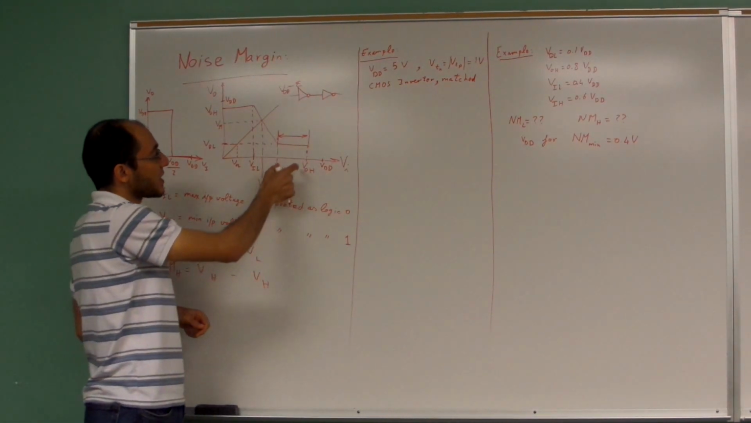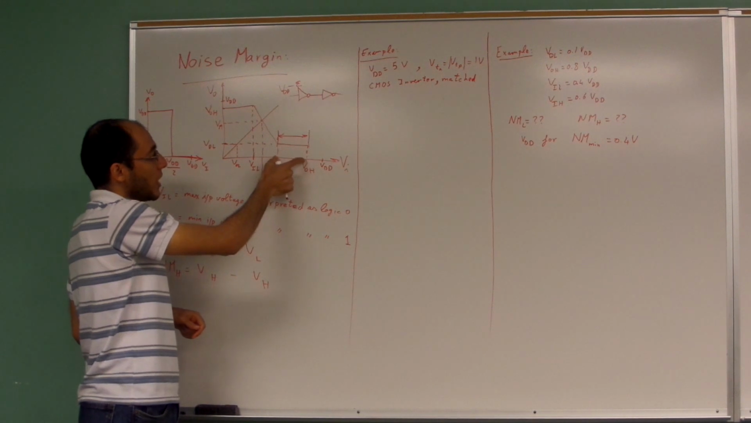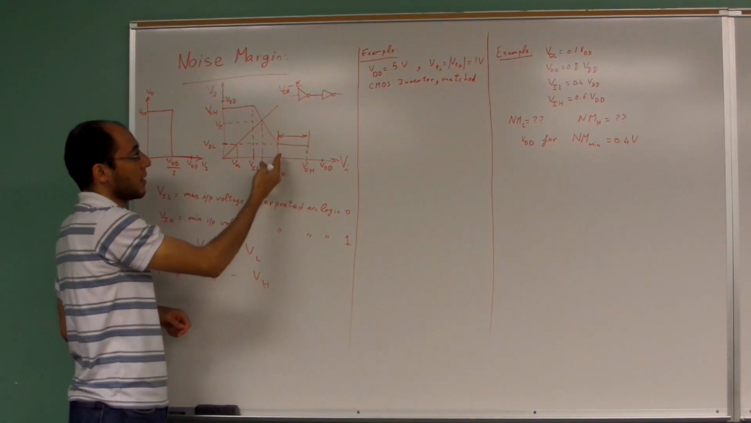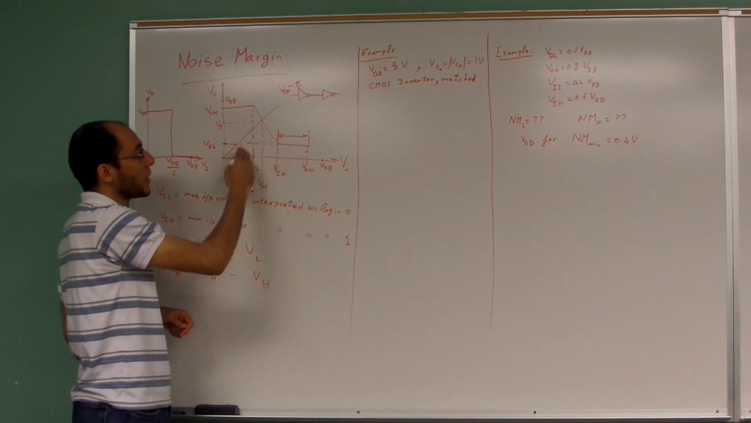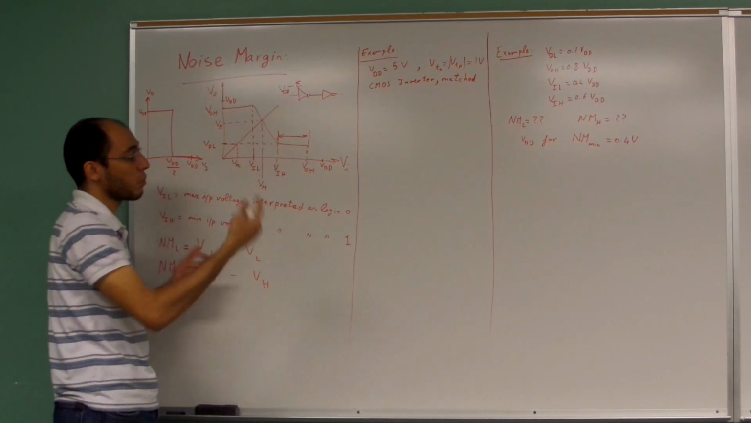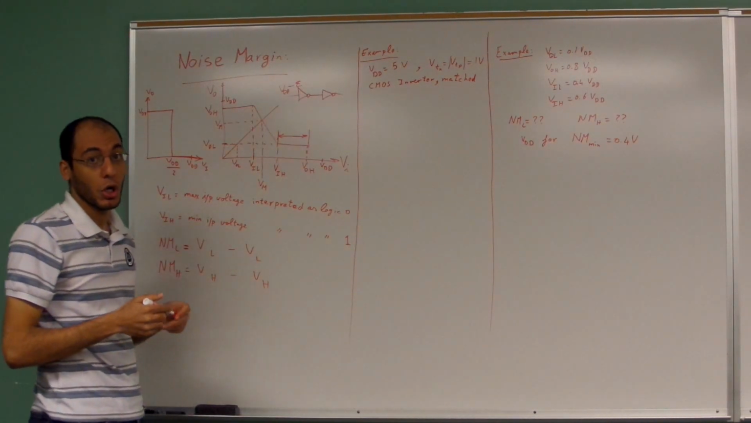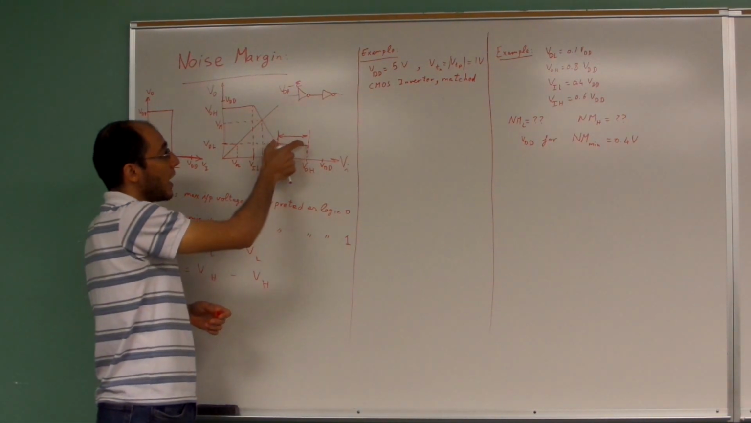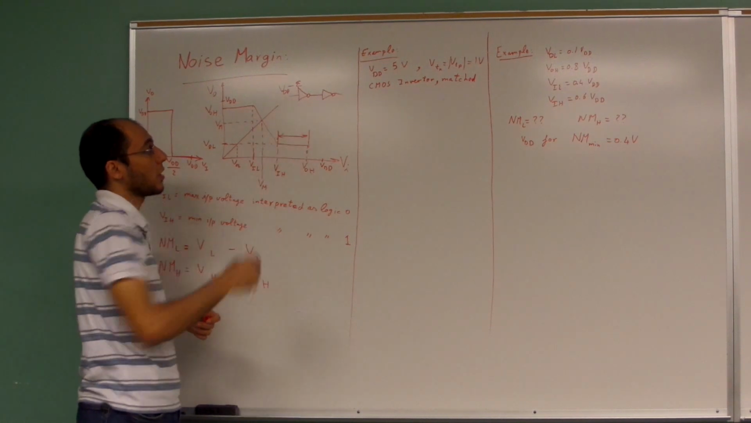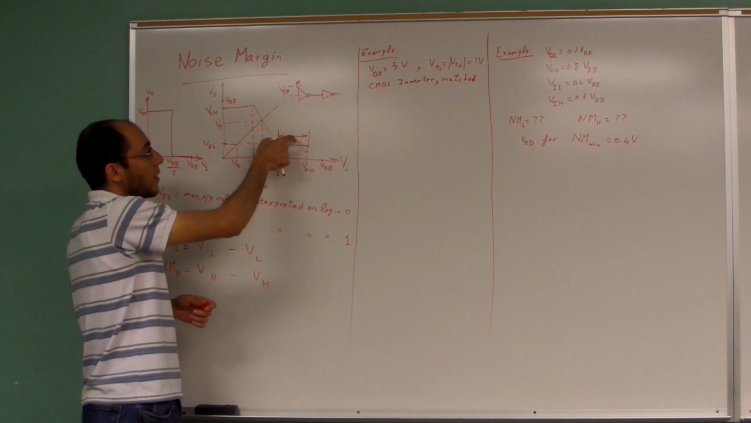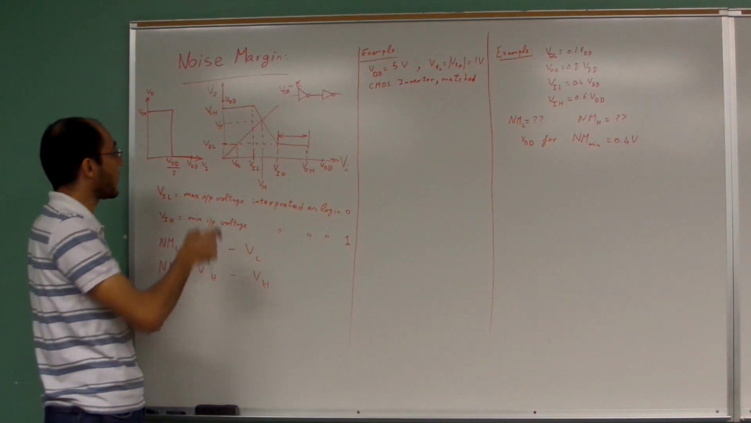So if it exceeds this noise margin, if it's higher than this noise margin, then in that case the V input will be lower than V input high. And that is why I do not want this value to exceed the noise margin. Or in other words, I want to design a logic NOT gate that has a very high noise margin.